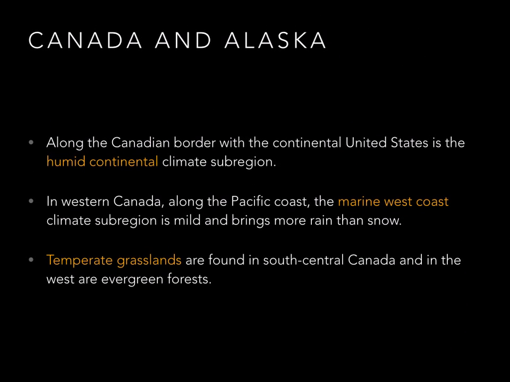Canada and Alaska. Along the Canadian border with the continental United States, you're going to find the humid continental climate subregion. And then in western Canada, along the Pacific coast, is the marine west coast climate subregion. It's mild and it brings more rain than it does snow. Temperate grasslands are found in south central Canada, and in the west are evergreen forests.